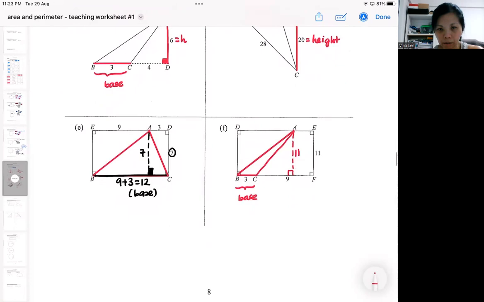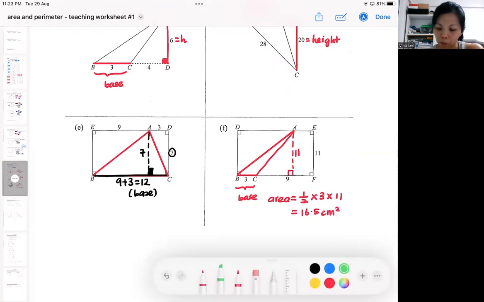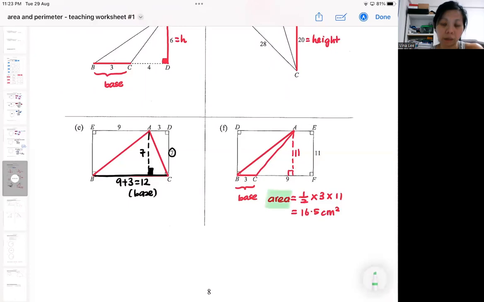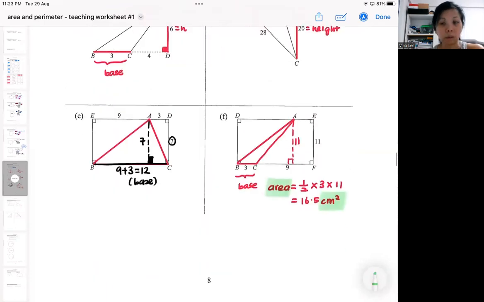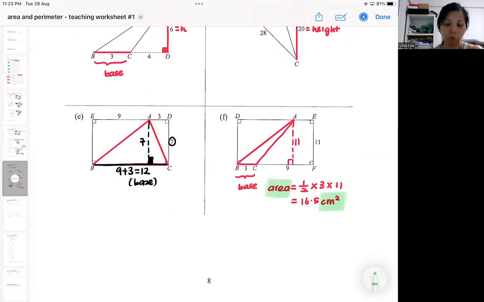If you are presenting, please present with the label, write the formula, and then work it out. In this case, you will get 16.5. Don't leave it at 16.5. Remember, label and units. You label that you are calculating area, and then write the units. So do up the calculation for the whole page properly with label and units.